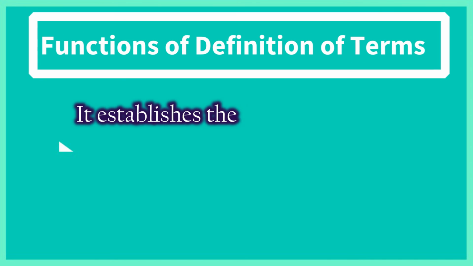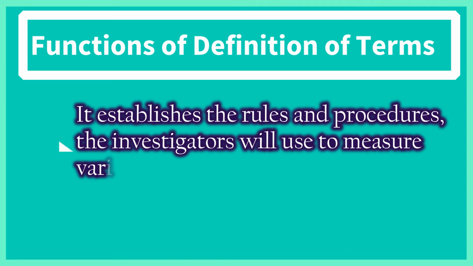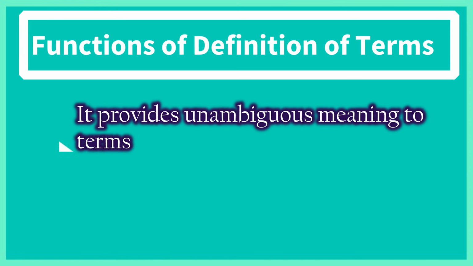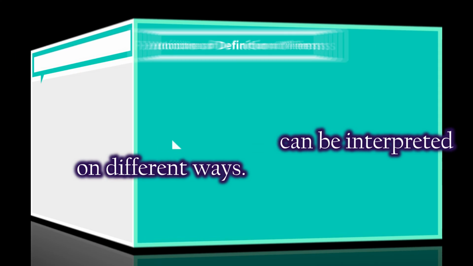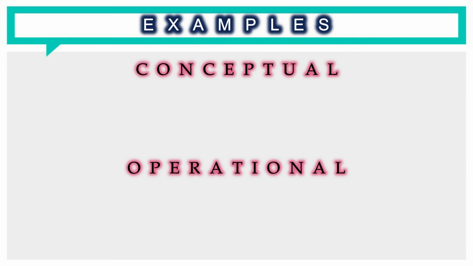First, it establishes the rules and procedures the investigators will use to measure variables. And then, it provides an unambiguous meaning to terms that otherwise can be interpreted in different ways. Let us have an example of conceptual definition and operational definition, and how do they differ from each other. Remember, the usual practice when using both definitions is to state first the conceptual, followed by operational.